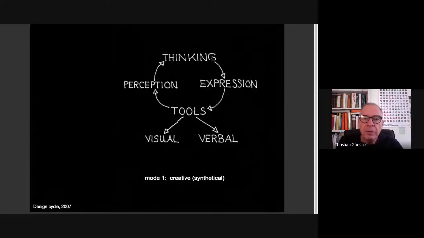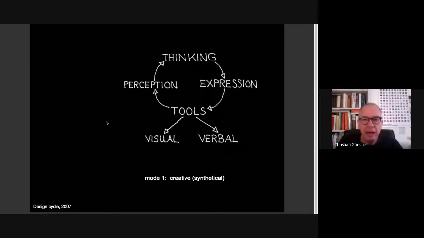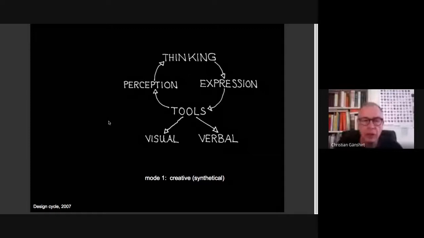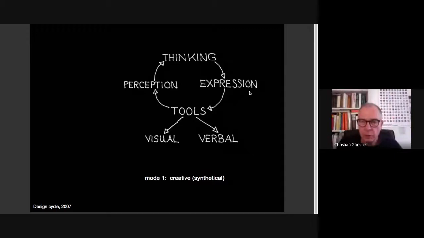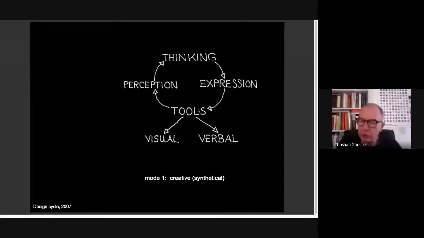So what I'm using to explain design, the creative act as much as the design process, is a structure I call the design cycle. I'm saying that there are 5 steps actually in design that have to be taken all the time and repeated all the time to make progress. We have to think about something, then we have to express our thoughts, and to do that we need tools. We need things that allow us to bring things out of our mind into physical reality.